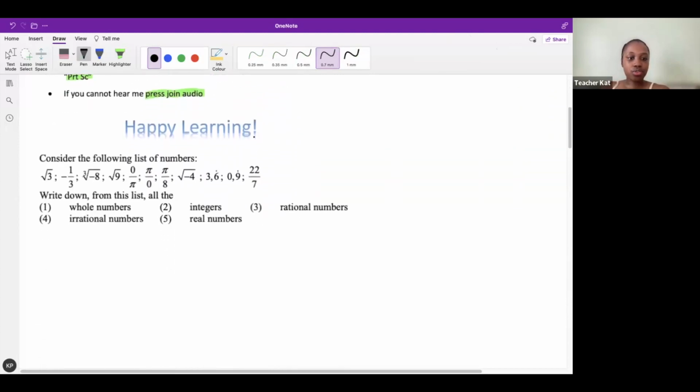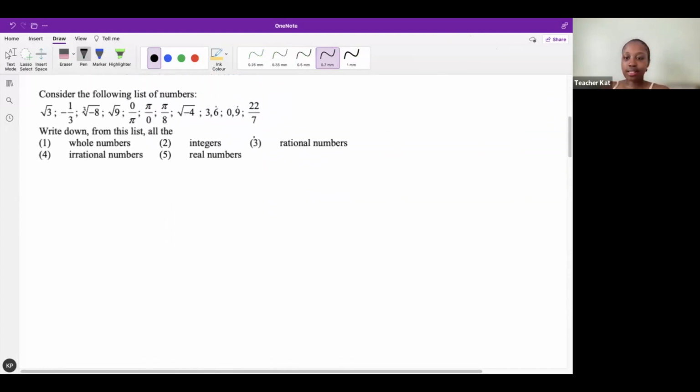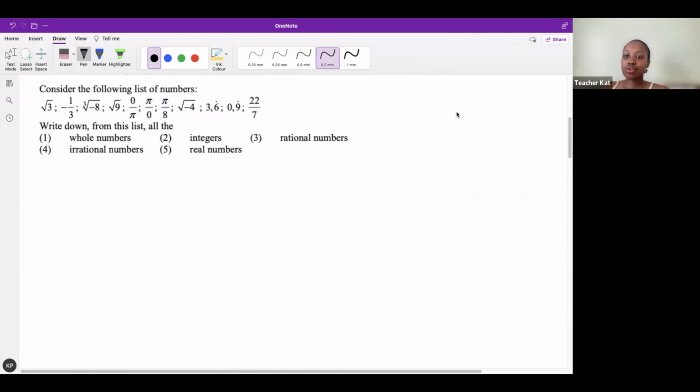Okay, so today we are consolidating, meaning we are doing revision of the first section that we covered this year. If you remember properly, we covered the number system. I want to see if you can remember everything that we have learned. This is also the opportunity to clarify anything that you still might be confused about.